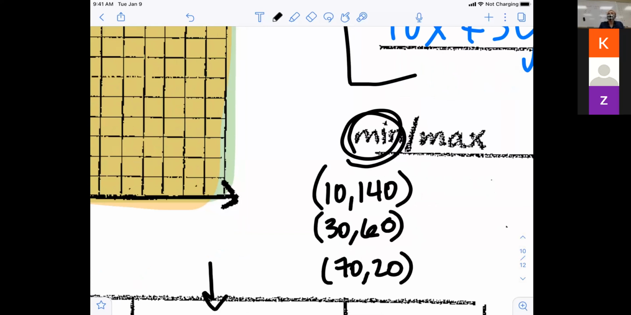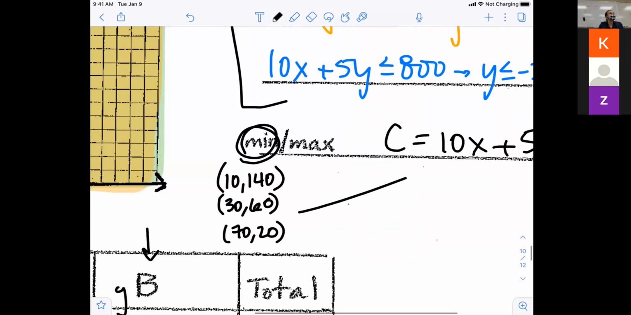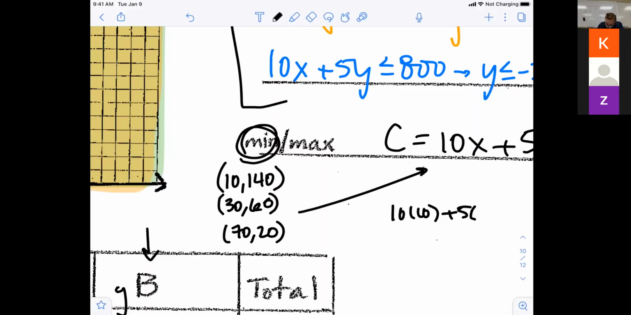What I'm going to do next is take all of these points and plug them into my cost equation and see which one gives me the least amount of cost. So I'm going to do 10 times 10 plus 5 times 140 and see what that's going to be. I'm going to do 10 times 30 plus 5 times 60. And I'm going to do 10 times 70 plus 5 times 20.